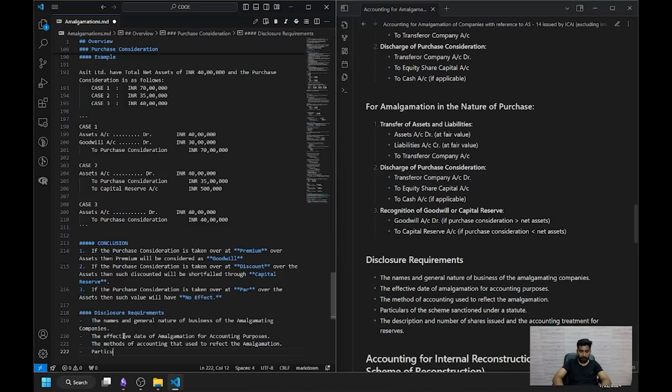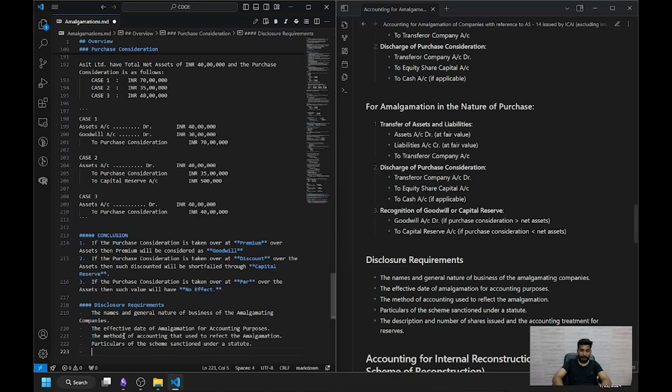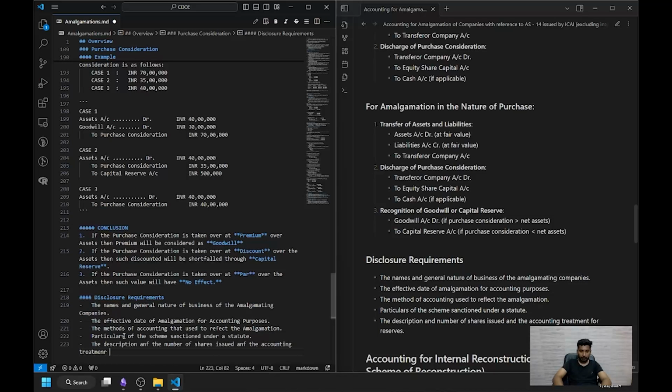Then particulars of the scheme sanctioned under a statute. Statute means any legal law. Then what is the scheme that has been sanctioned? What are the norms? What are the procedures that we need to disclose? Lastly, we need to disclose the description and the number of the shares that have been issued and the accounting treatment that we have used for the reserves. If we have created any reserves, then how we have created them and what the accounting treatment is should also be disclosed very finely in the disclosure.